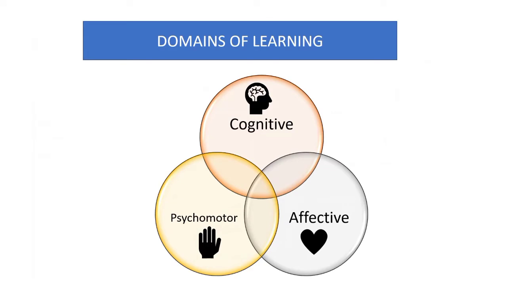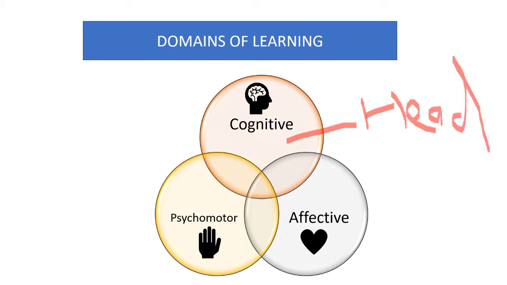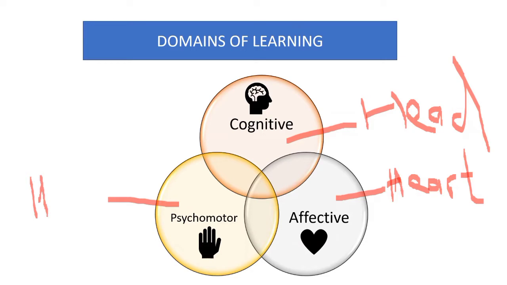There are 3 domains of learning: the cognitive, the affective, and the psychomotor domains. The cognitive domain has been described as learning with the head. The affective domain has been described as learning with the heart. And the psychomotor domain has been described as learning with the hands.